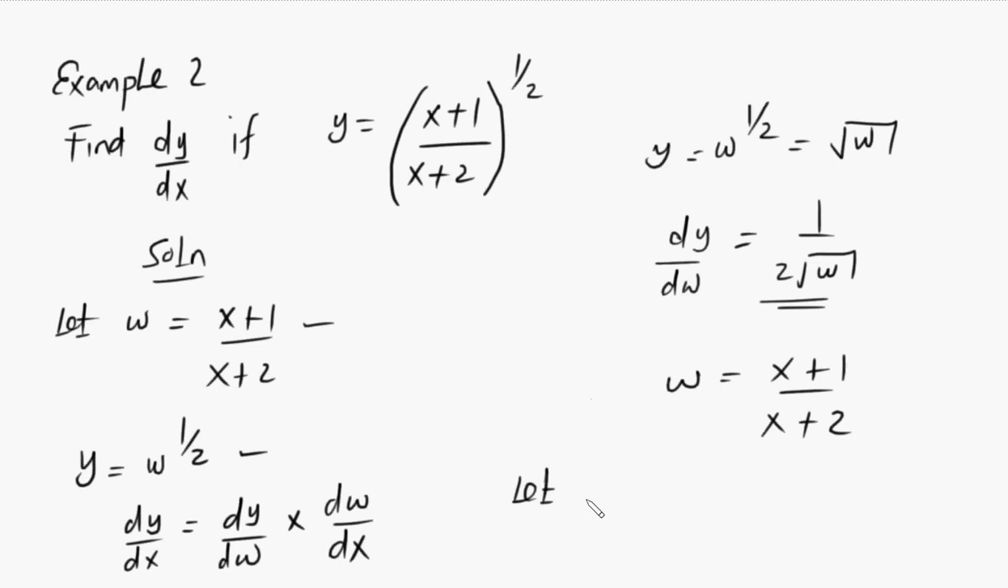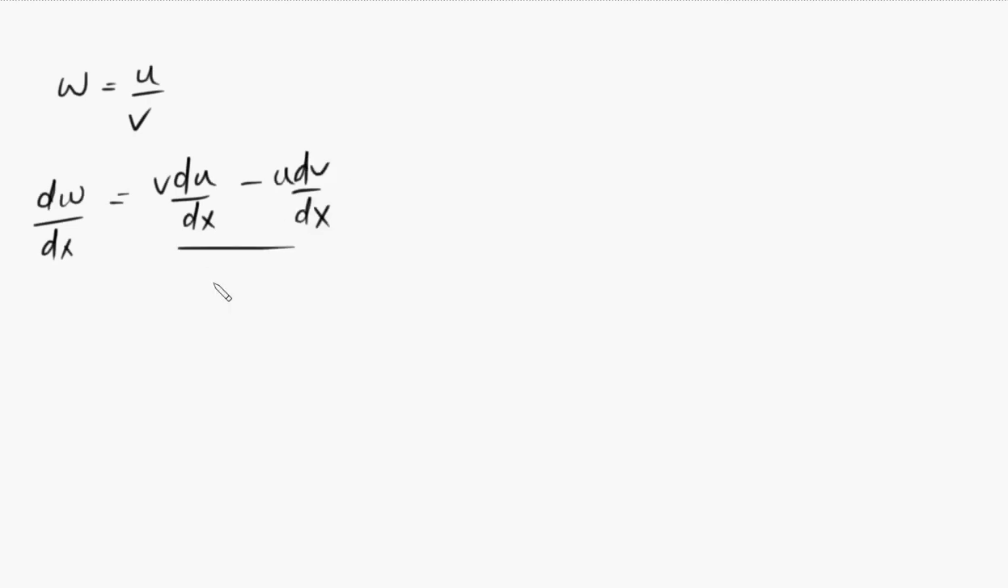Now I can let u equal to x plus 1 and v equal to x plus 2. What does this mean now? This means that w is equal to u over v. So I can get dw dx from the quotient rule: v du dx minus u dv dx over v squared. So dw dx is going to be equal to v, and v is x plus 2.